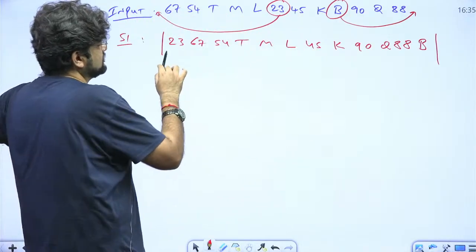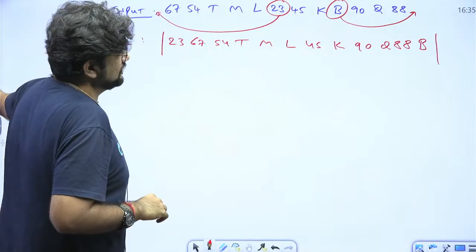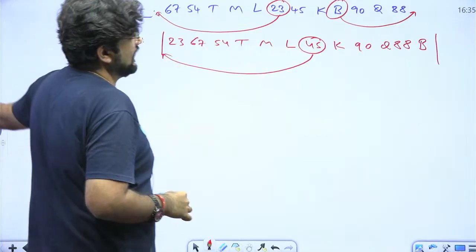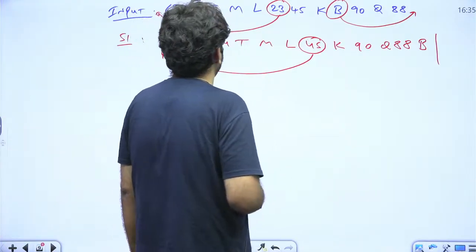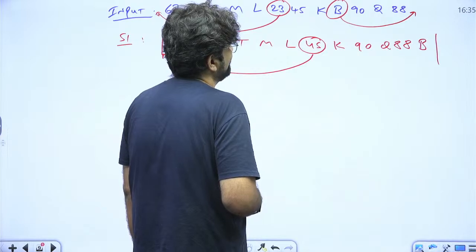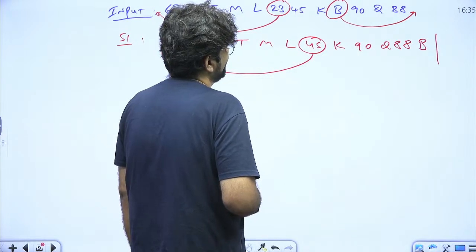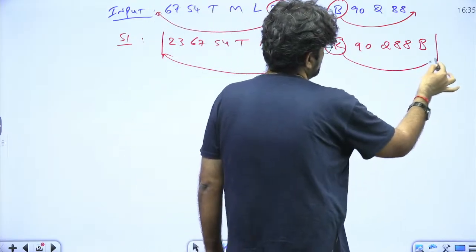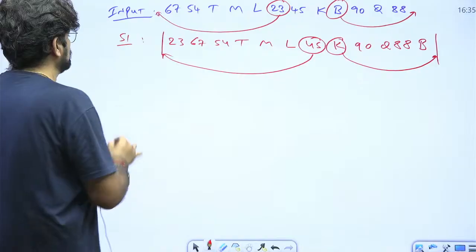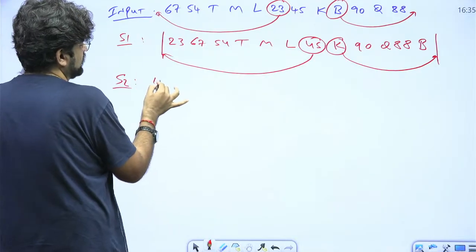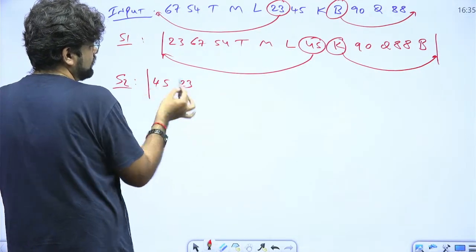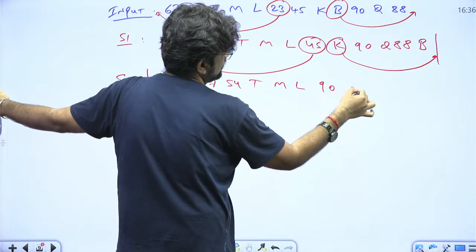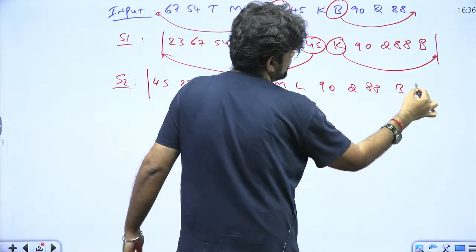So in the next step, the next number after 23 is going to be what? It's 45. So 45 will come here instead of this line. And the next letter after B is going to be what? K, I think, right? 11. So K will come here. Okay. So now step 2 will be 45, 23, push back before it, 67, 54, T, M, L, 90, Q, 88, B, K, push back.